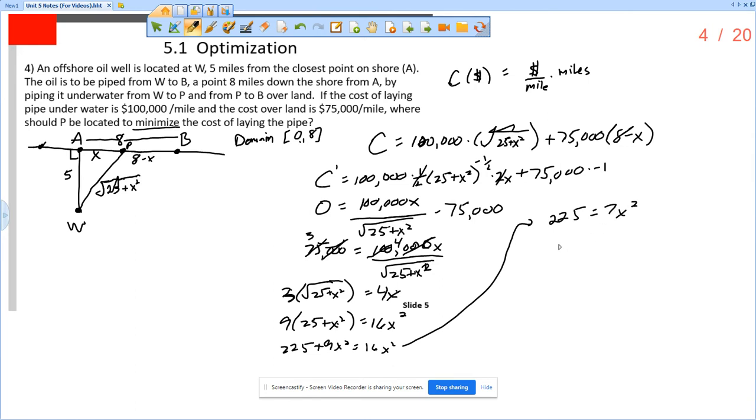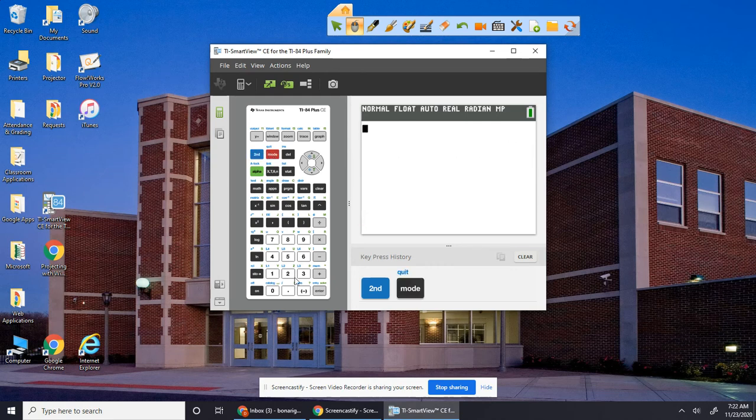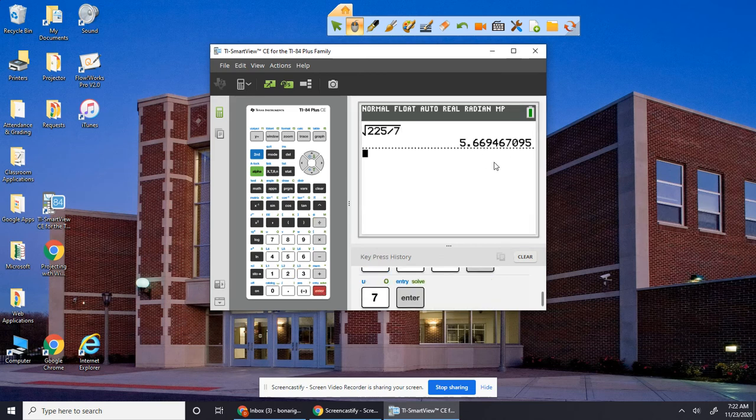So divide by 7 and take the square root. So x equals plus or minus the square root of 225 sevenths. Now obviously the negative is out, but x equals the square root of positive 225 sevenths would need to be between 0 and 8. So now we just check that value. I'm going to calculate the square root of 225 sevenths, and I get 5.669. So obviously that is between 0 and 8.